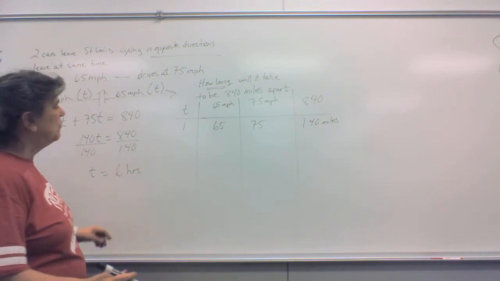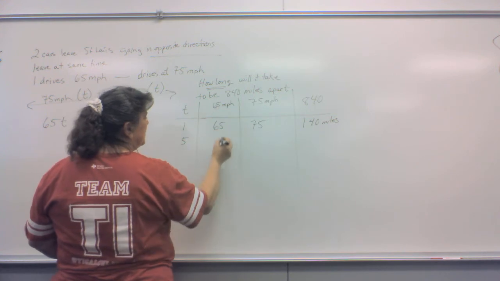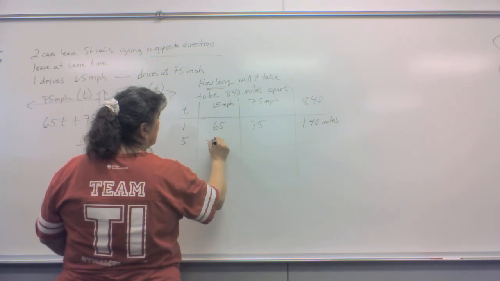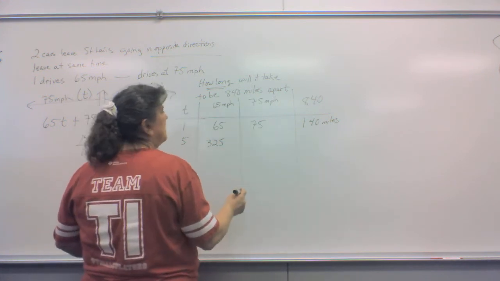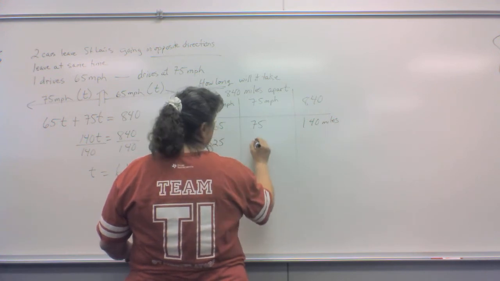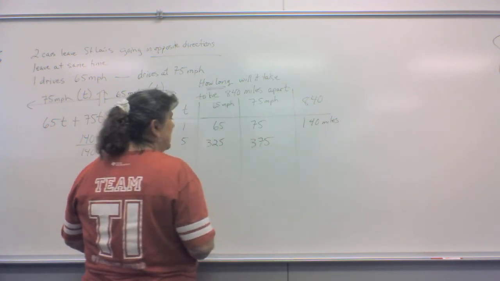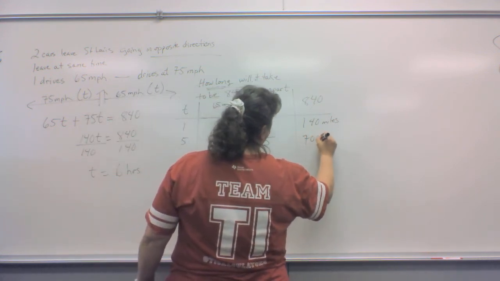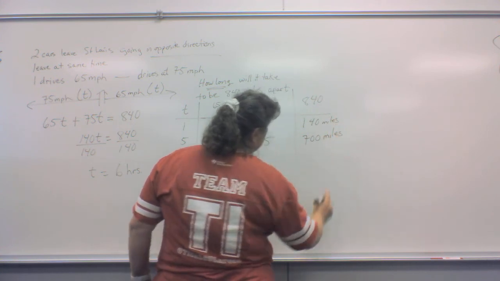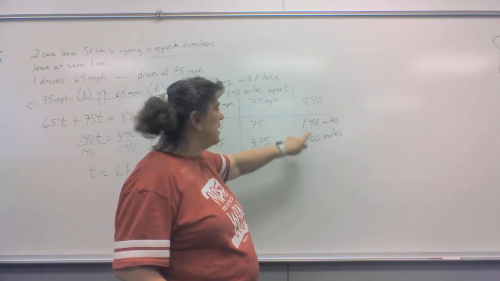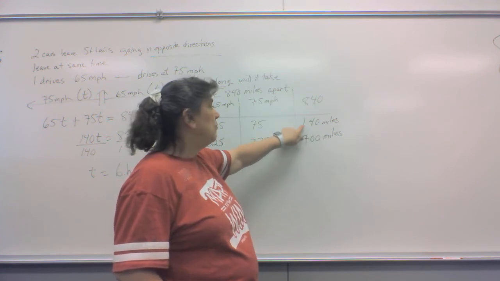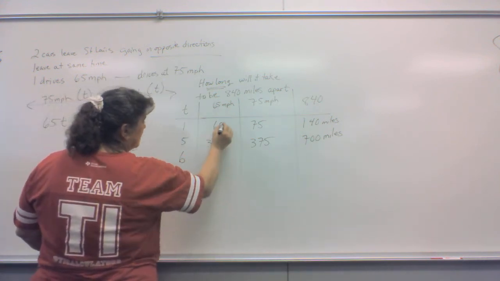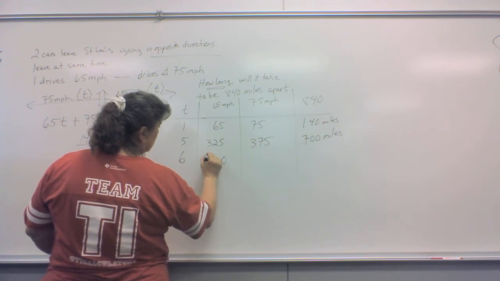Well, let's jump up more than 1. Let's try 5. 5 times 65 would be 325 miles. 5 times 75 would be 375 miles. And 325 plus 375 would be 700 miles. Well, I notice right here, 840 is only 140 more than 700, and 1 hour is 140. So 5 plus 1 gives me 6. 6 times 65 is 390.